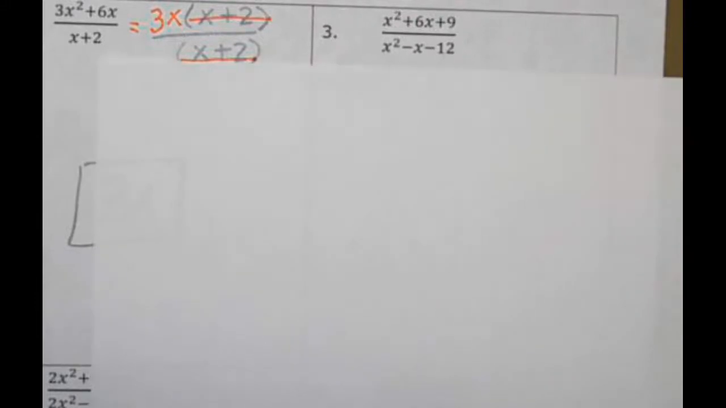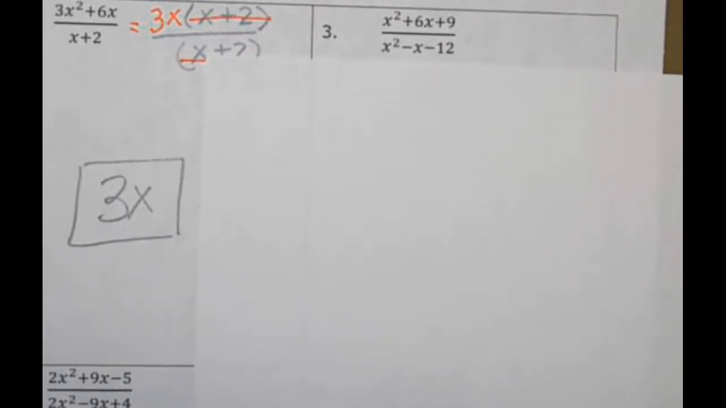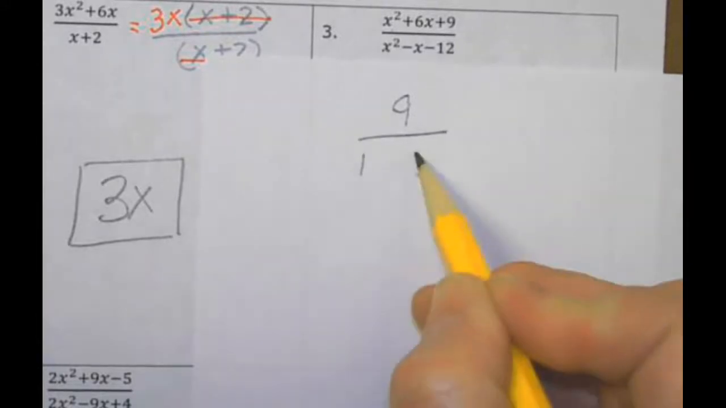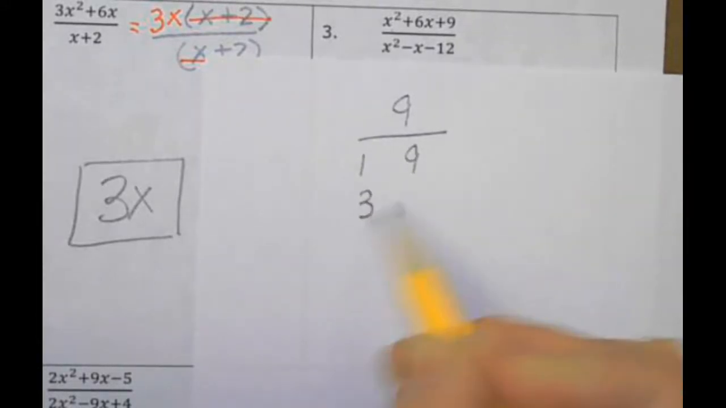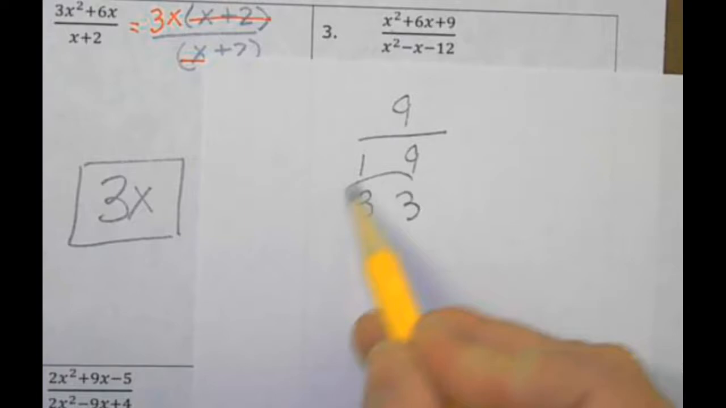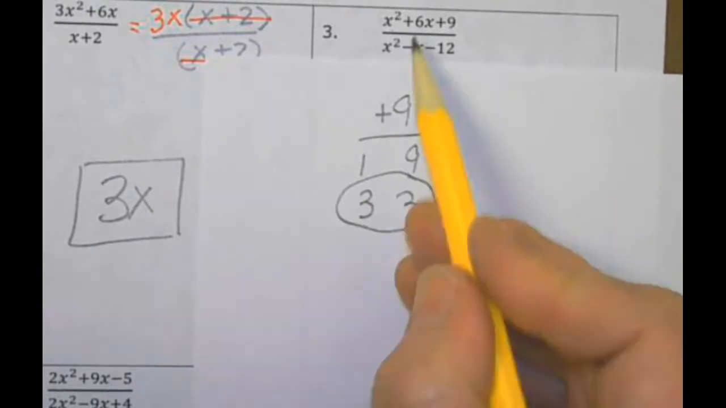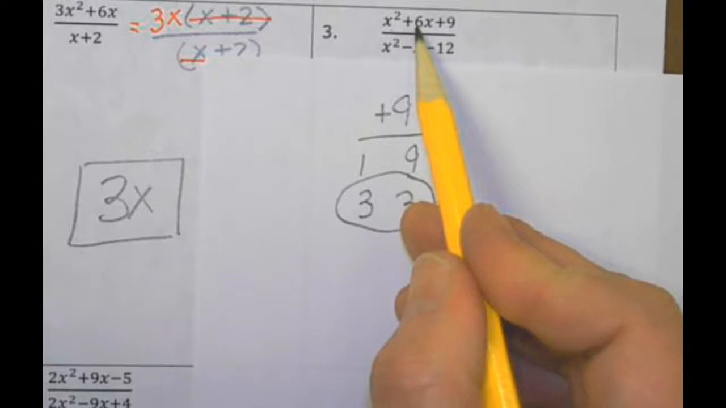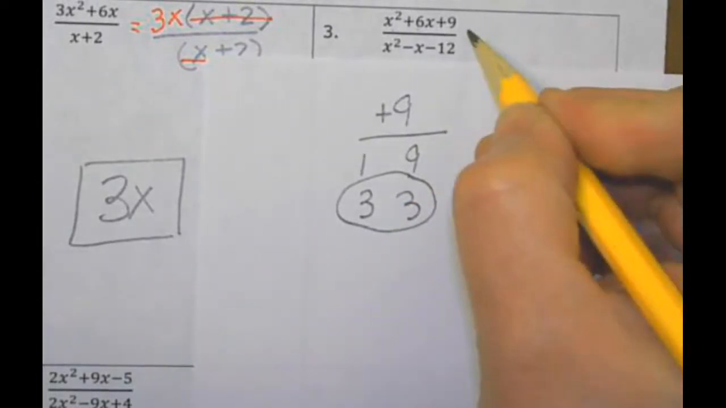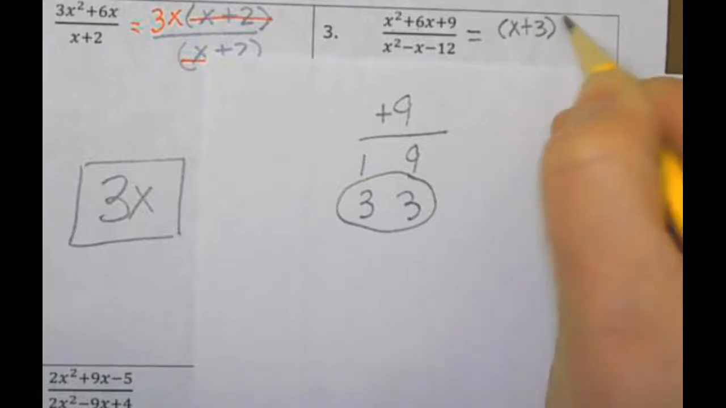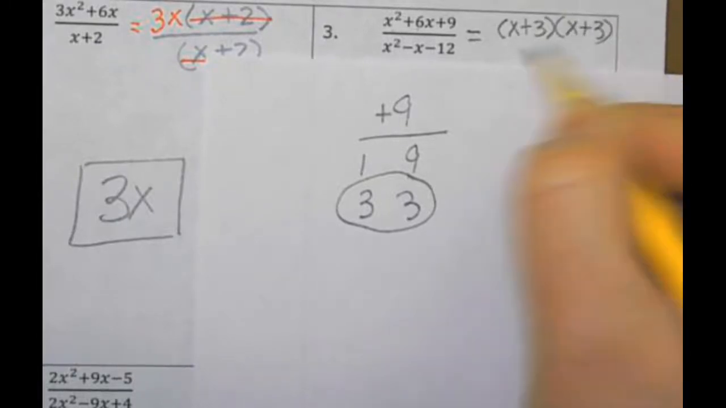To factor the trinomial, I've got my scratch paper here, and I am going to write down the factors of 9. 1 and 9, 3 and 3. This pair will add together to get me this 6 number right here in the middle. So the numerator factors into x plus 3, x plus 3.